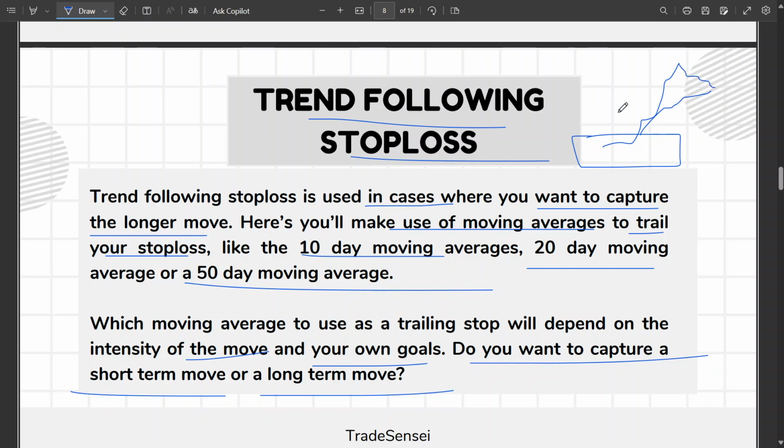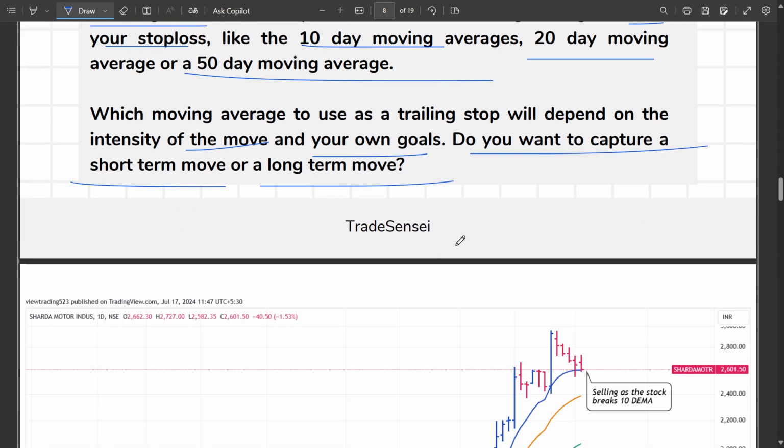Again, that will depend on your goals, whether you're trading from a very short term view or from a longer point of view, right? Because in case of a momentum burst where the price moves 10, 20, 30% in just a matter of 3-5 days, some people like to book the entire profit, and some people like to book half of the profit and trail the rest with the moving average. So here comes the trend following stop loss. Again, that will depend on your goals, if you want to capture a very short term move or a longer term move.